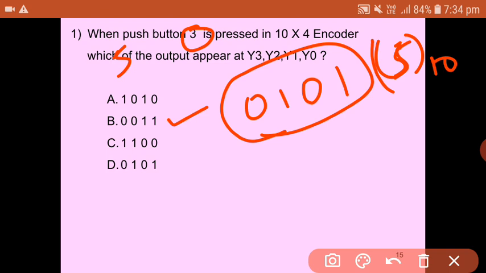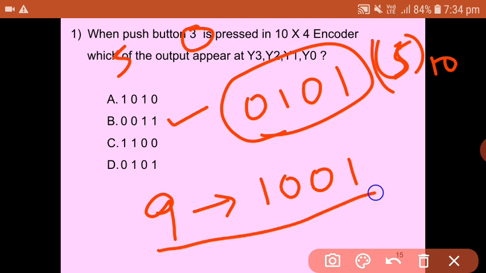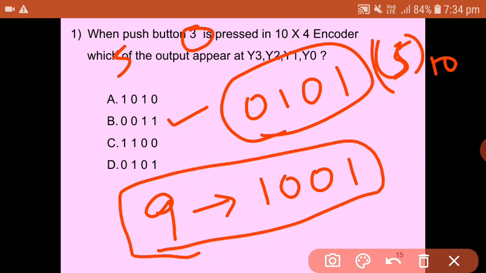Are you understanding? Depending upon which button is pressed, for example, if button 9 is pressed, its corresponding BCD will be 1001. Likewise, depending upon which push button is pressed at the input side, its corresponding binary equivalent will be reflected at the output. That is the concept behind any type of encoder or decimal to BCD encoder.